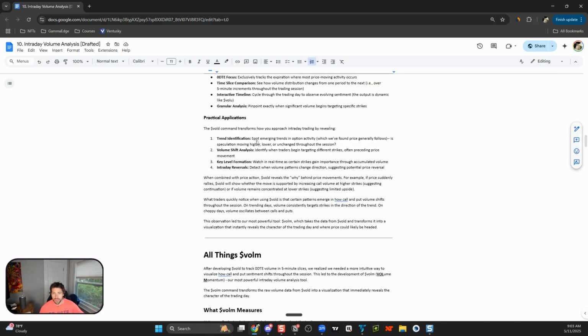Now getting on to practical application. This command can transform your 0DT trading and intraday futures scalping. Trend identification: we can spot emerging trends in options activity, which we found price generally follows. So is speculation moving higher, lower, or unchanged throughout the session? Volume shift analysis: identify where traders begin targeting different strikes, often preceding price movement. Key level formation: watch in real time as certain strikes gain importance through their accumulated volume. And intraday reversals: detect when volume patterns change direction, suggesting potential price reversals.